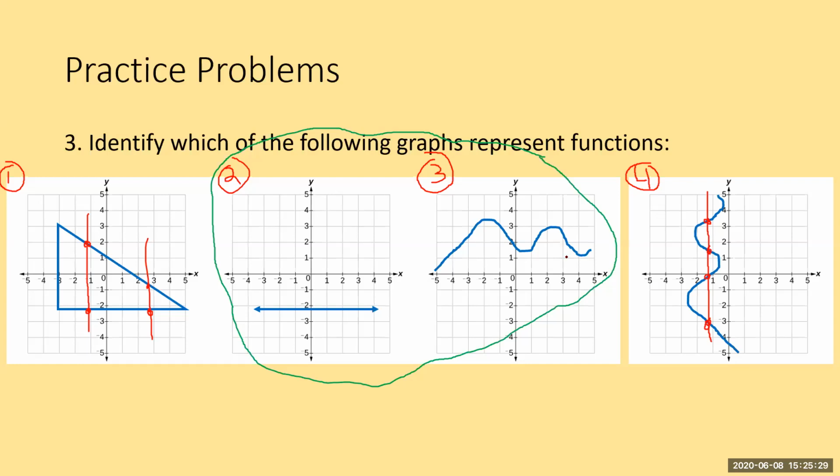Again, right, functions can come in all different shapes and sizes. Graph number 2, we've got this horizontal line here. Graph number 3, we've got this sort of mountain looking thing that I drew. That's fine, they can be very different as long as they pass that vertical line test.